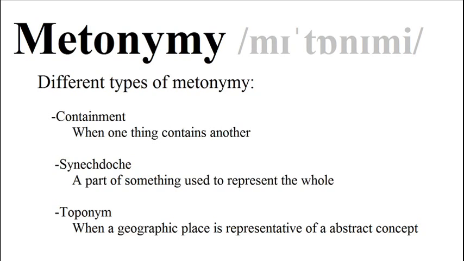I would probably argue that synecdoche is the most common form of metonymy, but there are obvious examples of other types. The last one I wanted to draw your attention to is toponyms. Toponyms can be seen as a type of metonymy, or even as a specific type of synecdoche. Toponyms are geographically based, so places become representative of an abstract concept. An example of this could be the term Madison Avenue. That's representative of the entire advertising industry. It doesn't just take into account the advertising firms and their offices that exist in New York City on that particular street.